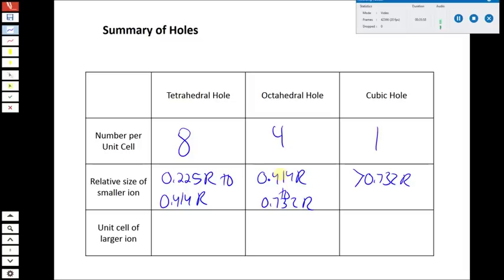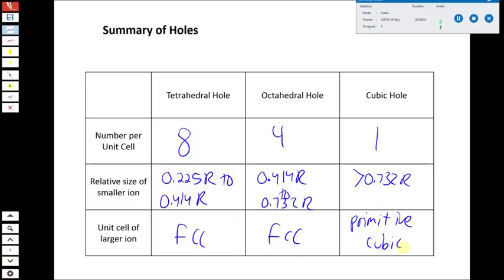And then finally, remember, we have to think about what unit cell does the larger ion occupy? What kind of unit cell do we need for these holes to exist? So the tetrahedral and octahedral holes are located in the face-centered cubic structure, or cubic close packed is the synonym of that. So in both of these, the anion would occupy the face-centered cubic structure. For the cubic holes, these occur in the primitive cubic structure.